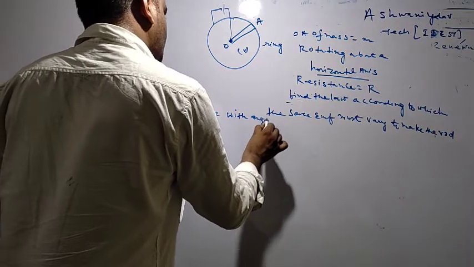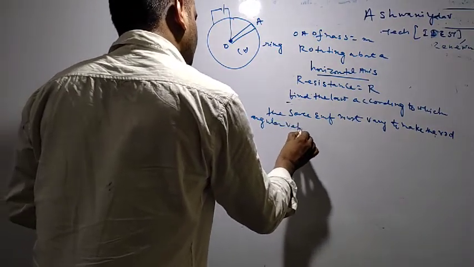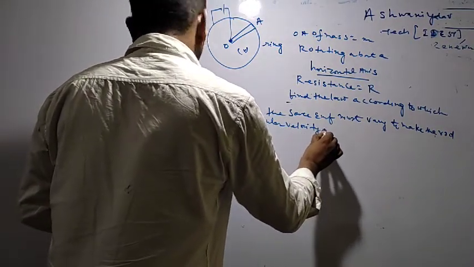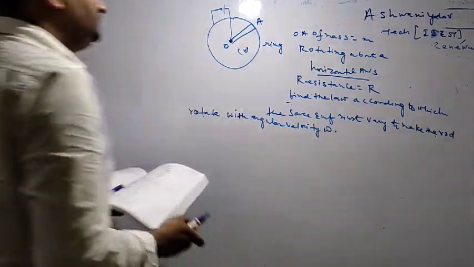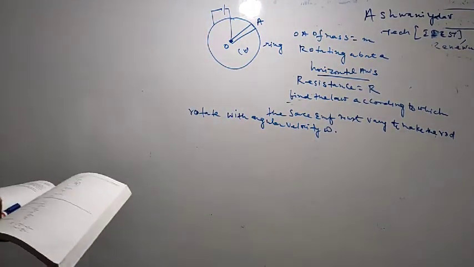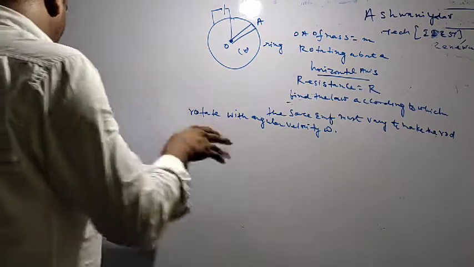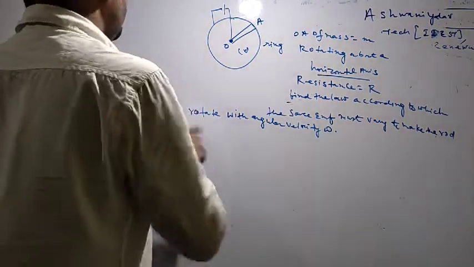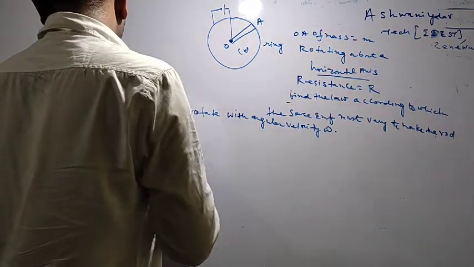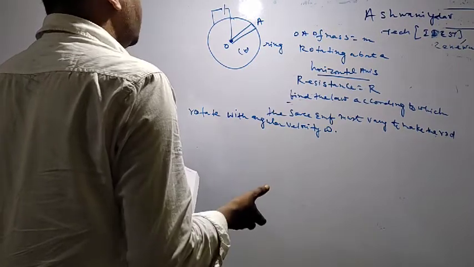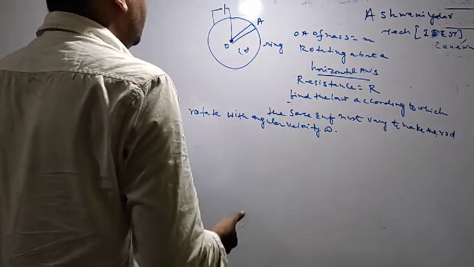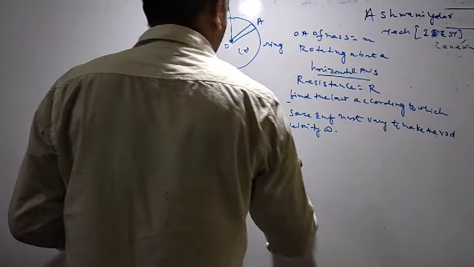with angular velocity omega. Find the law according to which the source EMF may vary to make the rod rotate with angular velocity omega.